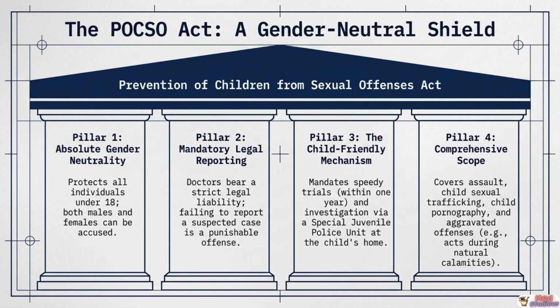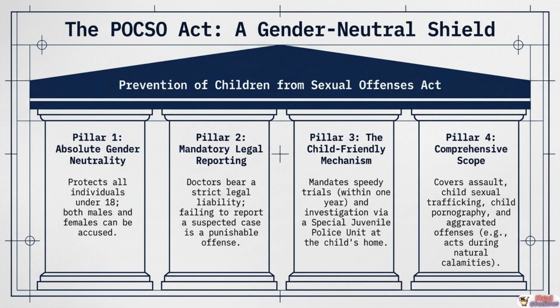The first pillar is absolute gender neutrality. Unlike BNS Section 63 on rape, which specifies a male perpetrator, POCSO protects all individuals under 18 years of age, regardless of gender, and can hold both males and females equally accountable as perpetrators. This reflects the Act's recognition that child sexual abuse does not conform to a single gender pattern.